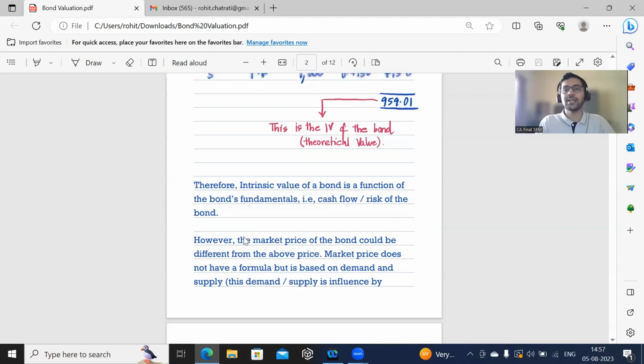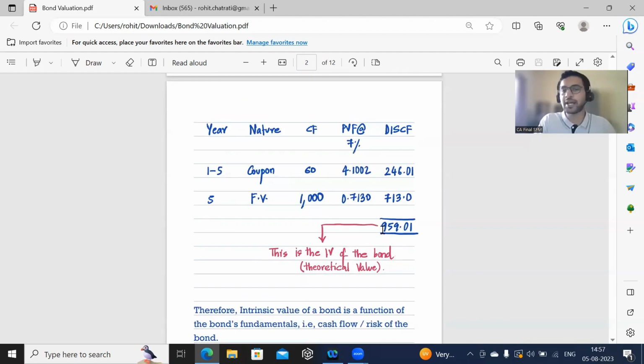Now, let us say hypothetically, in the market this bond is selling at $930. You went and saw on the National Stock Exchange that this bond is trading at $930. You calculated the value as 959. It is trading in the market at $930. What will you do? You should jump and buy the bond because you have something in your hand which is worth 959, but it is available at 930 only.